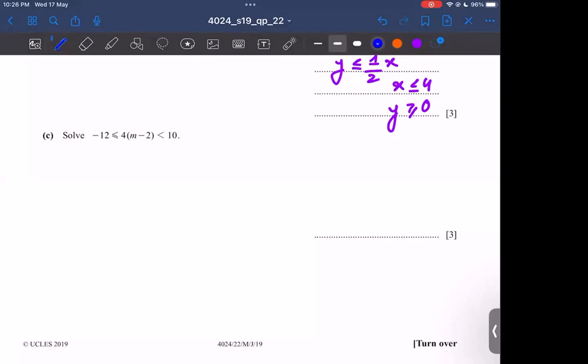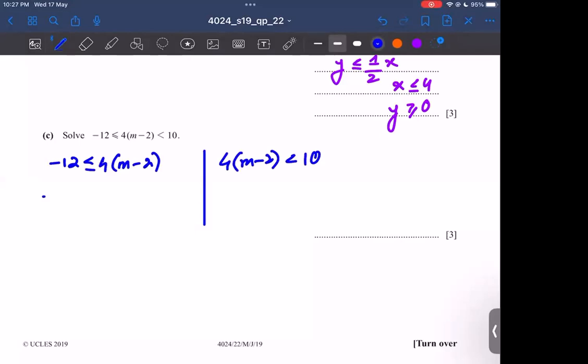It says minus 12 is less than or equal to 4 into (m minus 2), less than 10. This is a double inequality in the question. So let's just break it up. This 4 into (m minus 2) is with minus 12 as well, and we can break it up as 4 into (m minus 2) is less than 10.